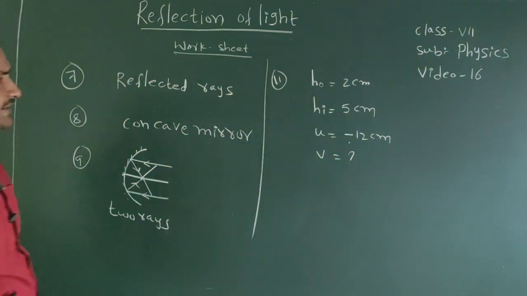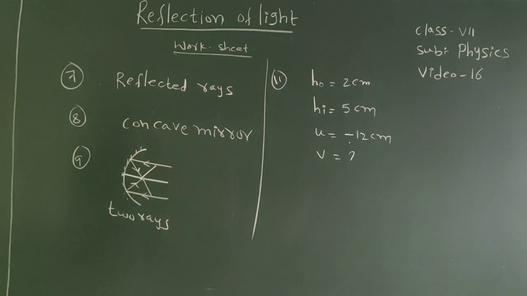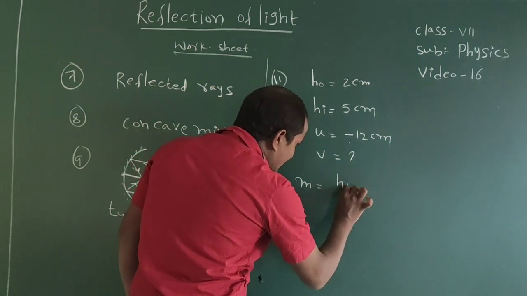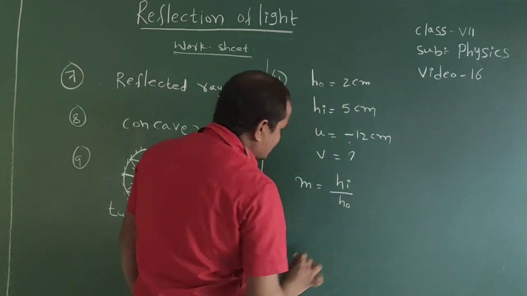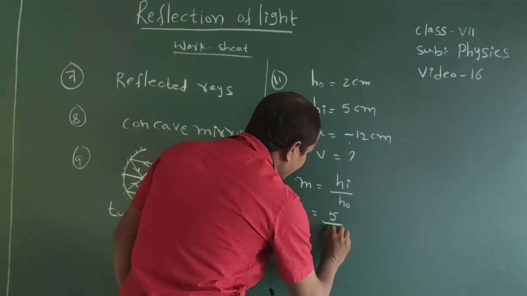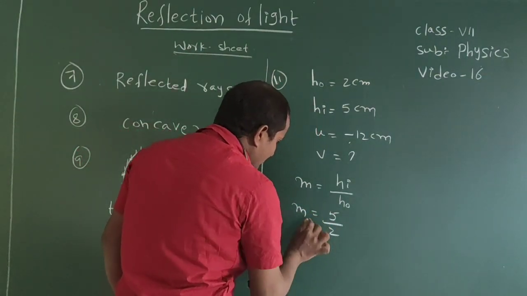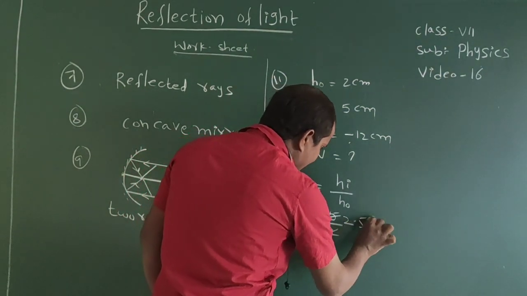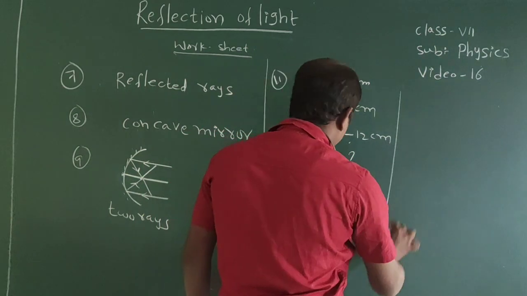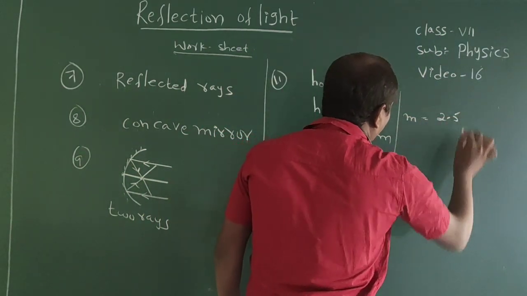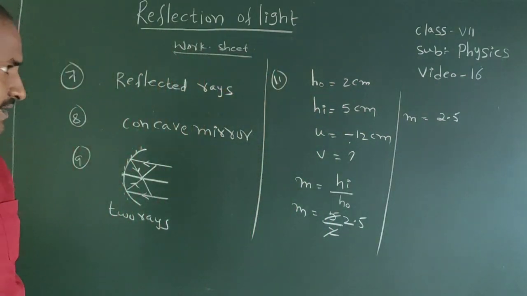So by using the height of the object and the height of the image, we can find the magnification value m. So here m equal to height of the image by height of the object. So what is the height of the image? 5 centimeters by 2 centimeters, that equal to m. That is 2.5. So here m equal to 2.5.